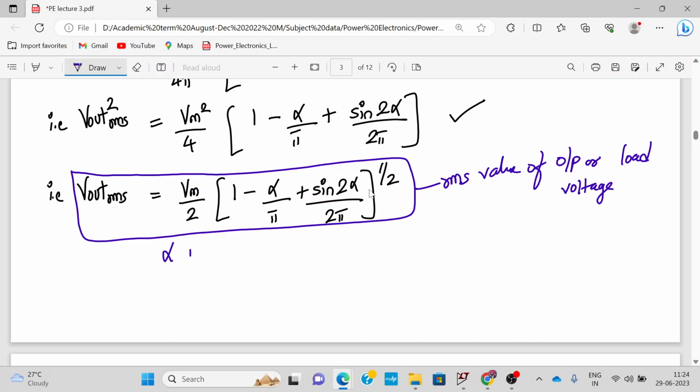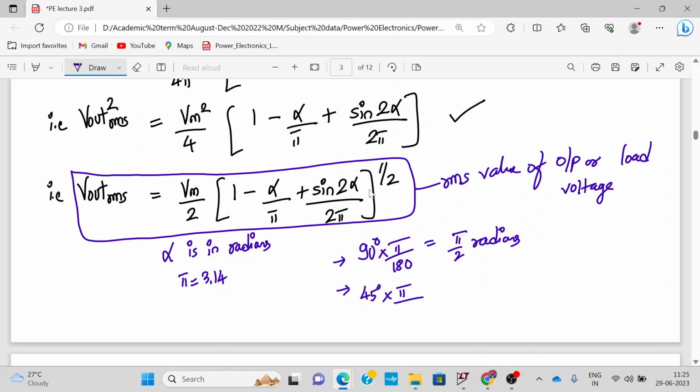Here remember, alpha is in radians. When it is alone, not associated with sine and cos, alpha is in radians, and pi also will be in radians. It is 3.14. You might be knowing the conversion between angle and radians, right? So let's say we have 90 degrees. How do we convert it into radians? Multiply by pi by 180. So that will become pi by 2 radians. Let's take one more example. Let's take 45 degrees. When we have 45 degrees multiplied by pi by 180, what do we get? Pi by 4 radians. I hope it is clear by now.